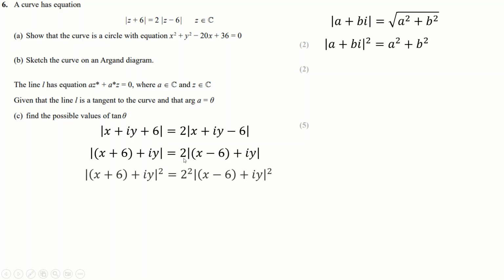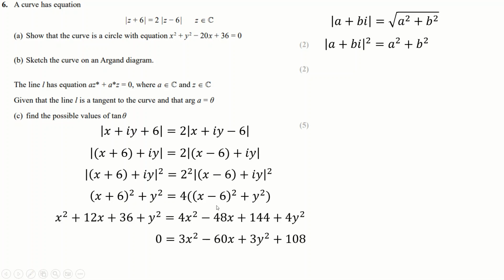And so if we square both of these sides, square the 2 and square the mod separately, what this is, x plus 6 is just acting as the a, and y is just acting as the b, so this is just (x plus 6) all squared plus y squared, and we get rid of the i's. Same thing happening over here. We can expand all this out, I'm not going to bother with this too much, divide by 3, and we get what they wanted us to get.